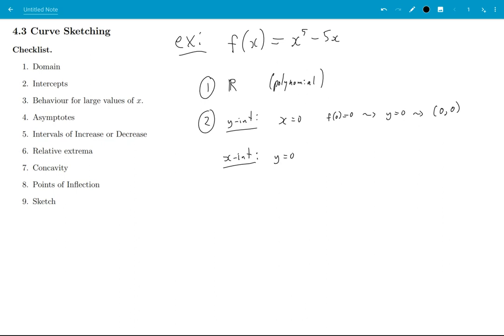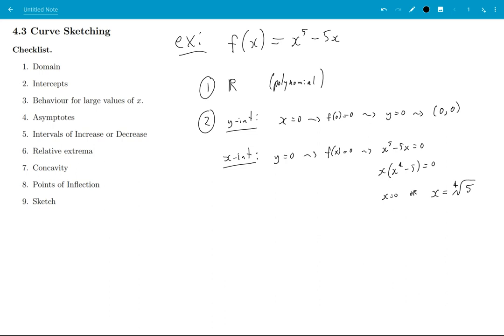For the x-intercept, you set y equal to 0, so f of x is equal to 0. So x to the 5 minus 5x is 0. So x times (x to the 4 minus 5) is equal to 0. So x is 0, or x is equal to the fourth root of 5.